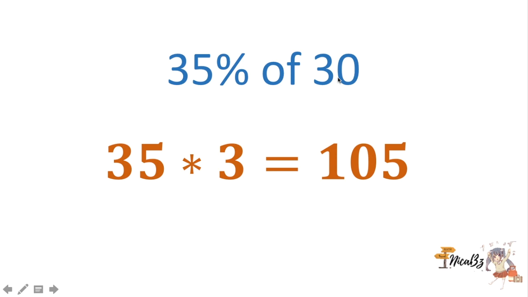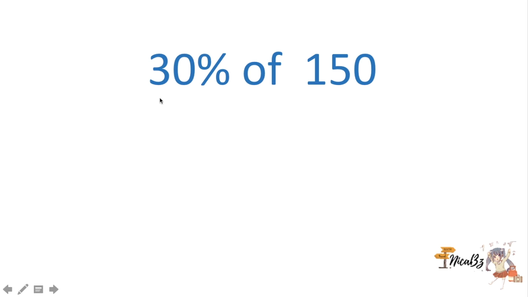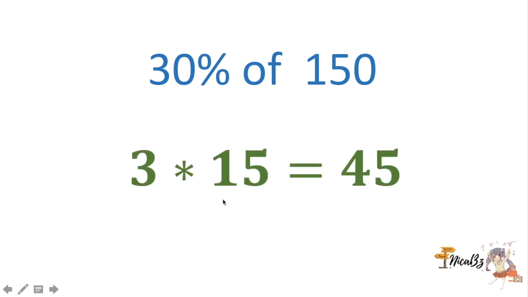The answer is quite big compared to the given. So this time we move places to the left. One move to the left will give you 10.5, which is already close to the given. Therefore, the answer is 10.5. Now, how about 30% of 150? So that's 3 times 15, which gives us 45. Moving one place to the left will give us 4.5, which is too small. While moving to the right will give us 450, which is actually bigger than the given. So, our final answer is 45.